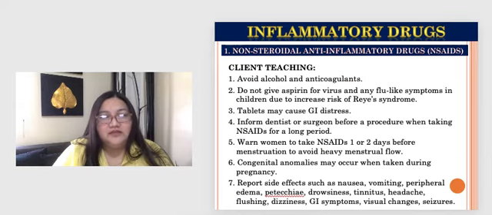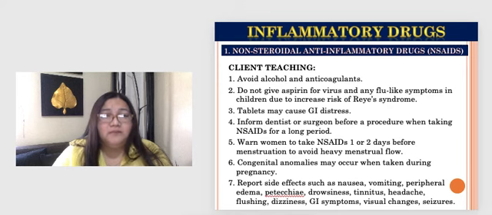To summarize, again, client teaching: number one, no alcohol, no anticoagulants because these drugs have an anti-platelet property so baka lalong mag-bleed. Sa mga bata, huwag magbigay ng aspirin, baka magka-Reye's syndrome. Number three, tablets may cause GI distress. So give with food, milk, water. Better, pwede rin enteric-coated. Pero sa lahat ng yan, celecoxib ang may least GI distress.